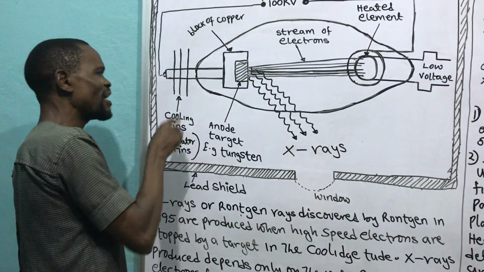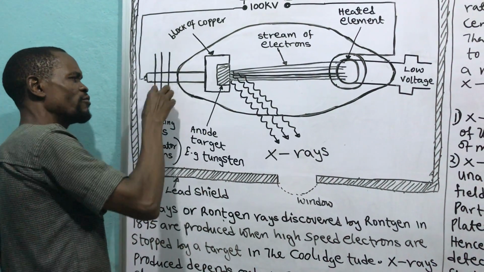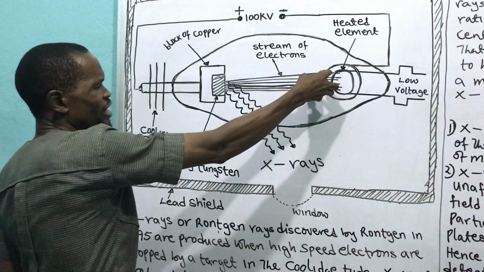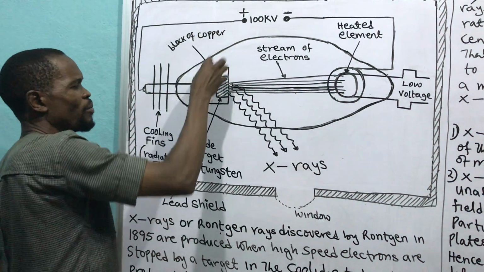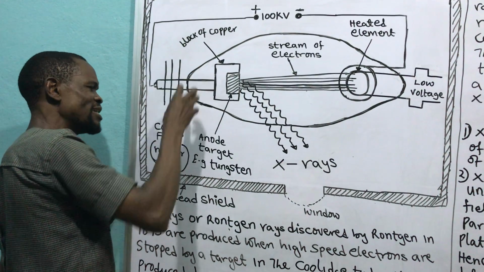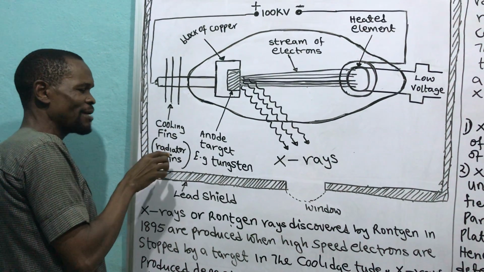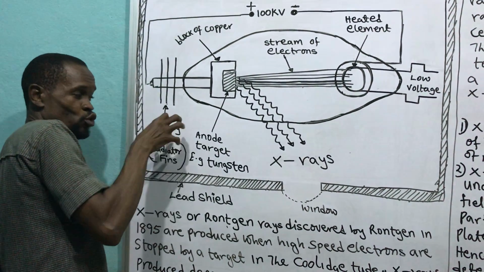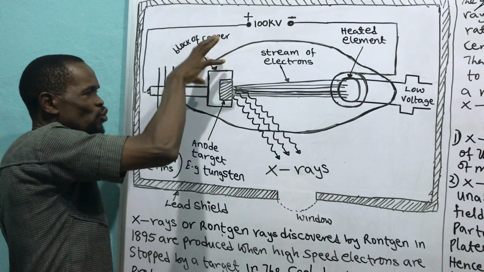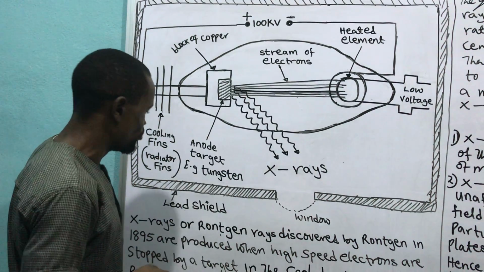This is a cooling fan. What's the work of this fan? To cool, because as this stream of electrons is hitting this block of copper, there will be enough heat radiation. This cooling fan is there as a radiator to cool the temperature, and water flows around this to cool it so that it will not burn.